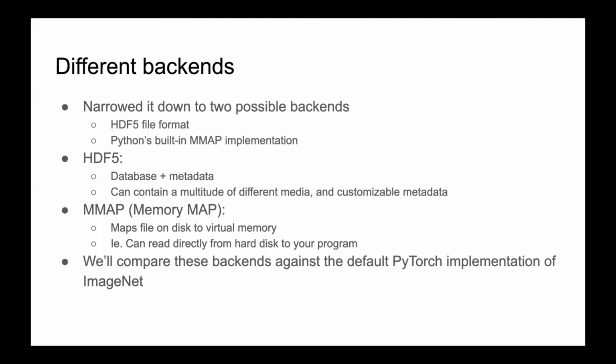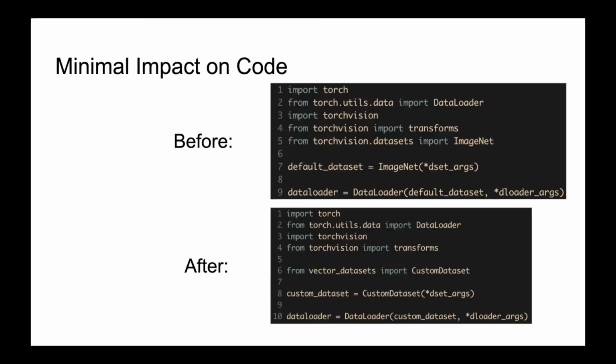And then mmap, which is basically just memory mapping. It basically just maps a file on disk to virtual memory. It's quite complicated and a little hard to explain, but the TLDR is you can actually read directly from hard disk to your program because it's mapped in virtual memory. So these are the backends we'll be comparing against the default PyTorch implementation of ImageNet.